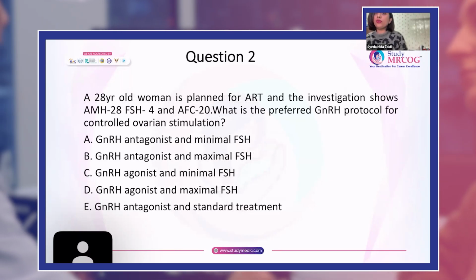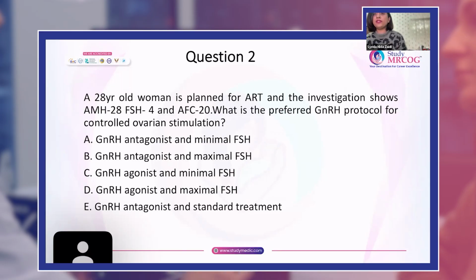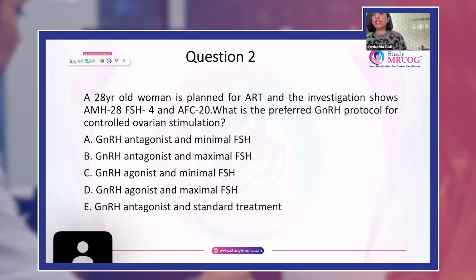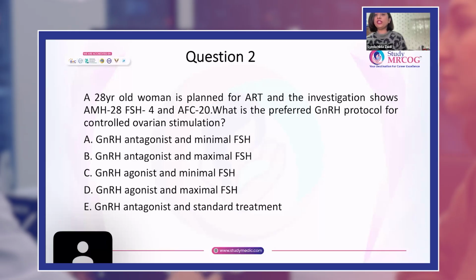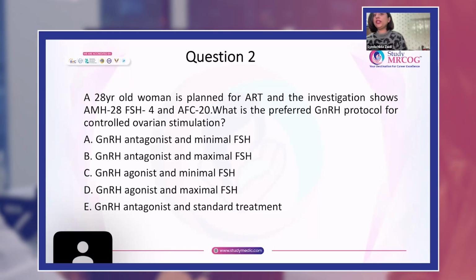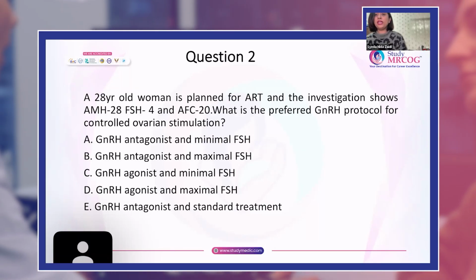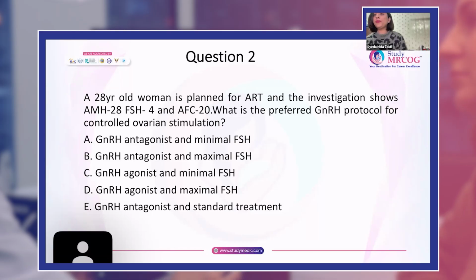A 28-year-old woman is planned for ART, and the investigation shows AMH is 28, FSH is 4, and AFC, that is the antral follicle count, of 20. What is the preferred GnRH protocol for the controlled ovarian stimulation? GnRH antagonist and minimal FSH, GnRH antagonist and maximal FSH, GnRH agonist and minimal FSH, or agonist with the maximal FSH, and GnRH antagonist and the standard treatment.